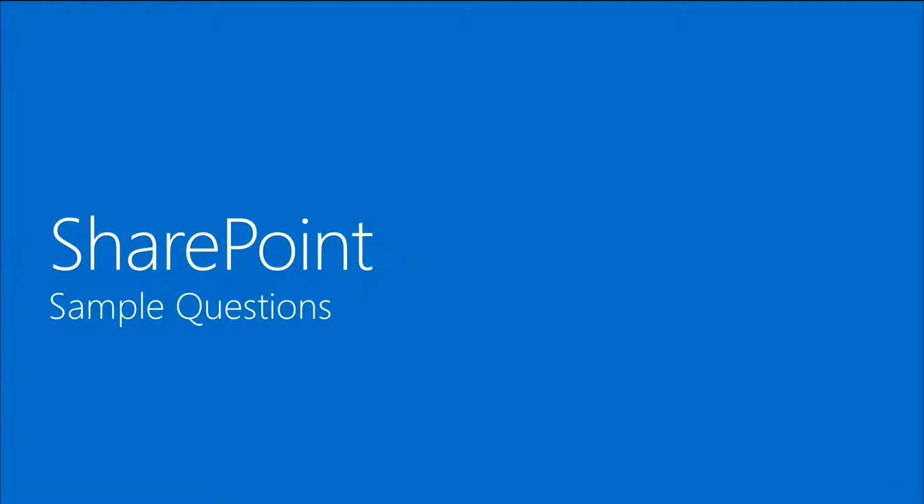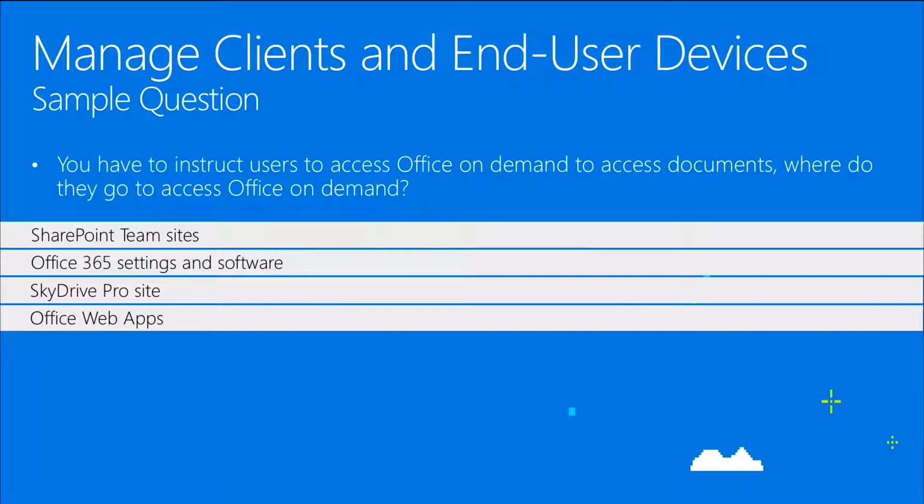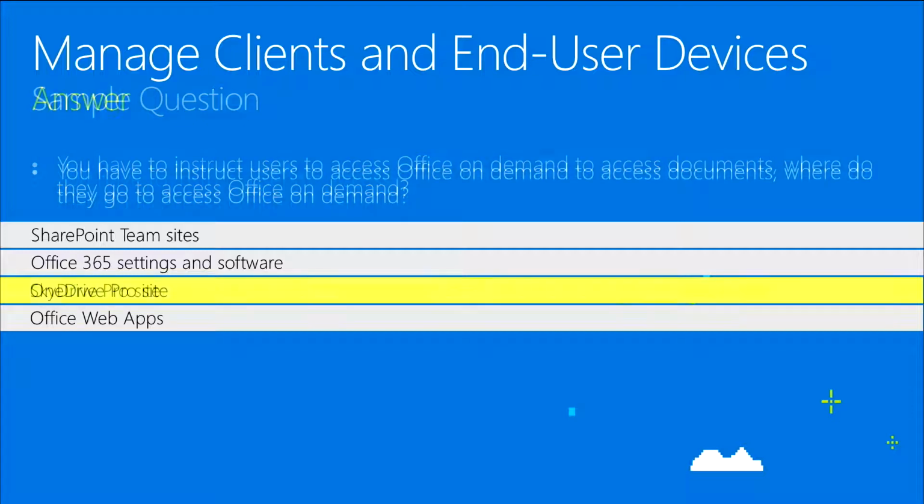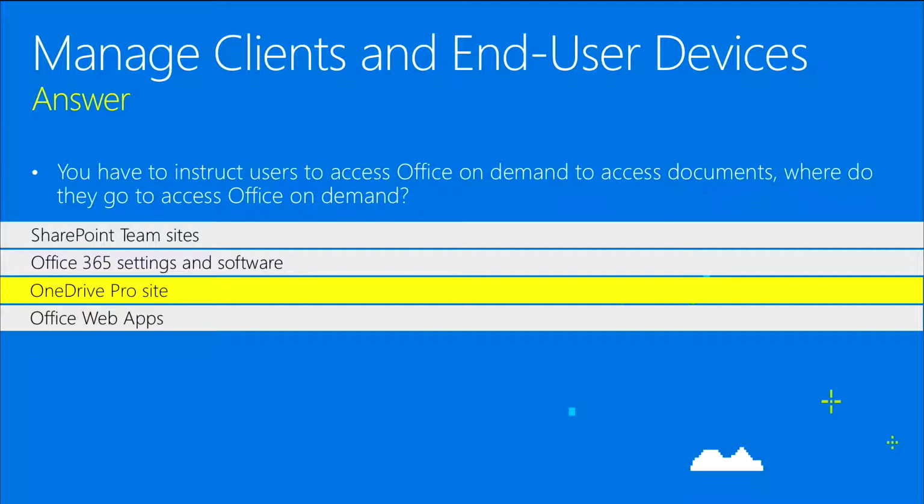Okay, so in that last section, we took a look at SharePoint. Let's have a look at some sample questions here then. So, you have to instruct users to access Office On Demand documents. Where do they go to access Office On Demand? So, as I just showed you, it's the OneDrive, okay, or in this case, SkyDrive, OneDrive Pro site.